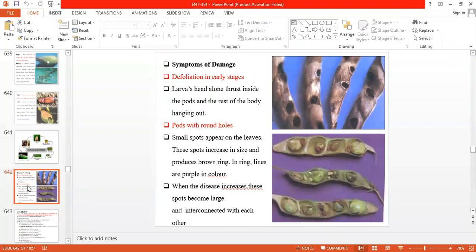Defoliation occurs in the early stage. The larva's head alone is thrust inside the pod and the rest of the body hangs outside the pod. Pods with round holes are the particular sign of infestation of that pest. You can see completely round holes on the infested pods. Small spots appear on the leaves. These spots increase in size and produce a brown ring. Inner ring lines are purple in color.